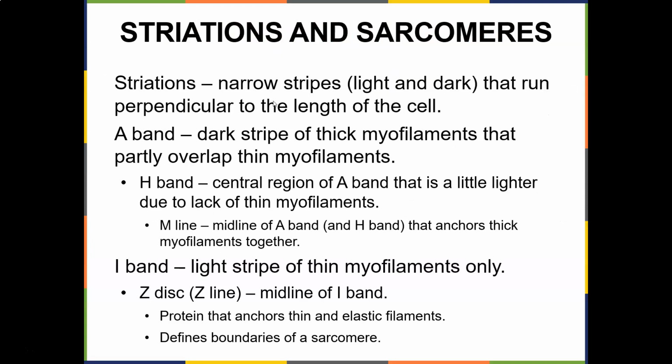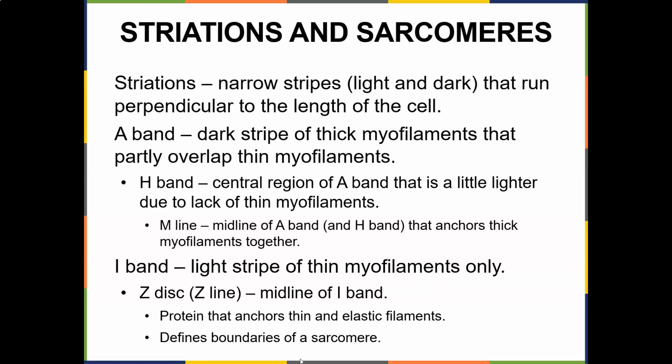All right, striations: narrow stripes of light and dark that run perpendicular to the length of the cell. You have the A band, which is a dark stripe of thick myofilaments that partly overlap thin myofilaments. You have the H band, the central region of the A band, that is lighter due to the lack of thin myofilaments. The I band is a light stripe of thin myofilaments only. You have the Z disc, the midline of the I band.